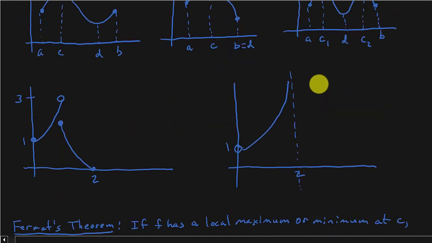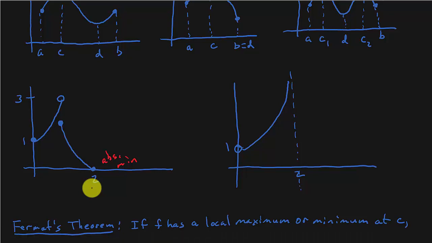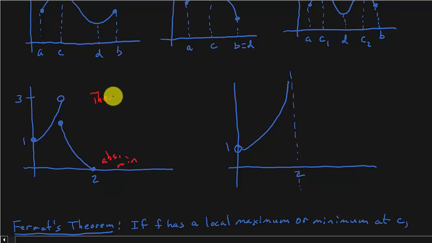All right, so let's look at this one. Here we're on the interval from 1 to 2. So you can see here we have an absolute minimum at 2, right? You see that? We got an absolute minimum at 2. But this one, there is no absolute max.